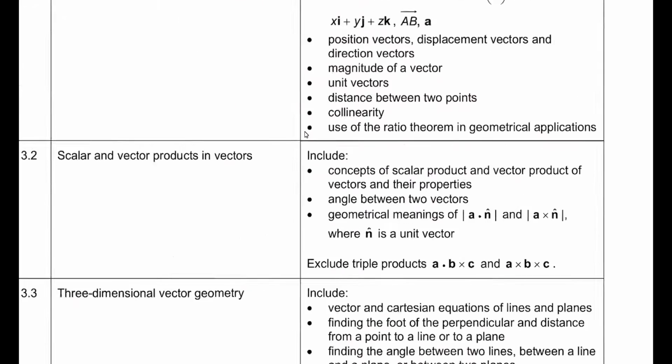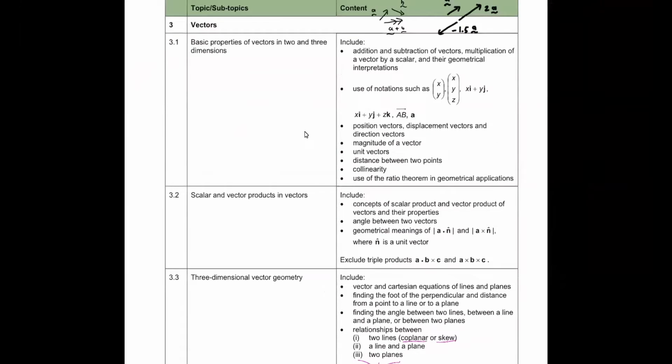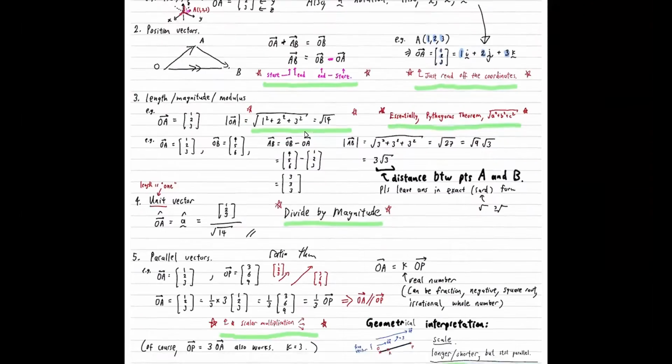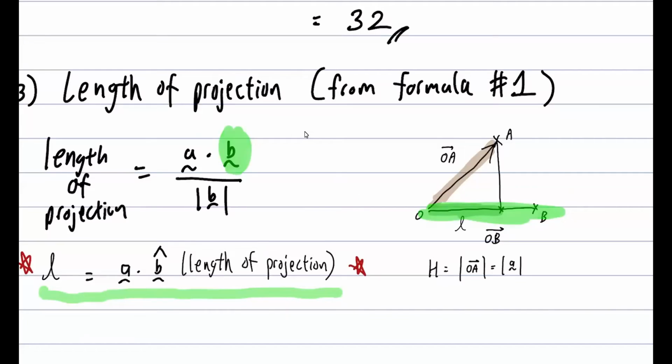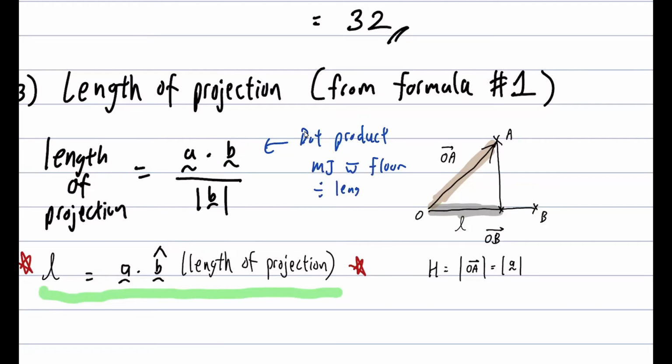Just remember, dot product with the unit vector on the floor will be the shadow. What do I mean by dot product on the floor? This is the floor. This is the dot product of Michael Jackson with the floor, divided by the length of the floor. You get your shadow length. Does this make sense? OA is Michael Jackson. OB is your floor. You take the dot product, then you divide by the length of the floor.